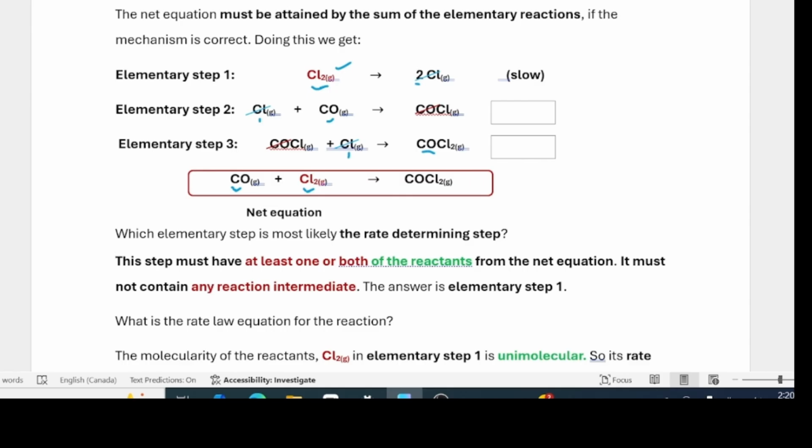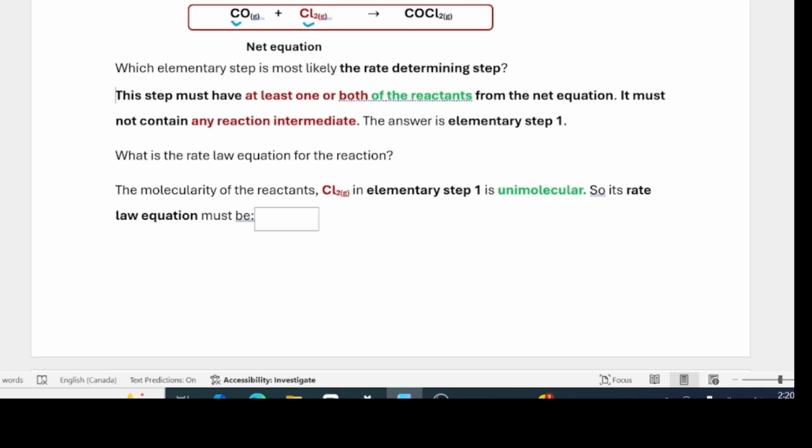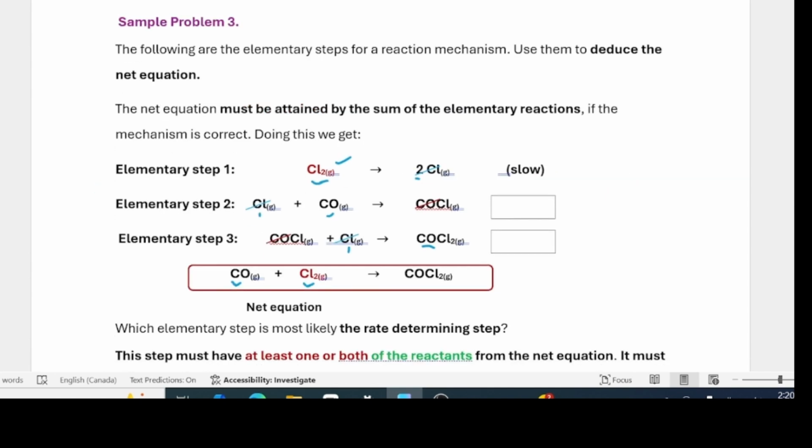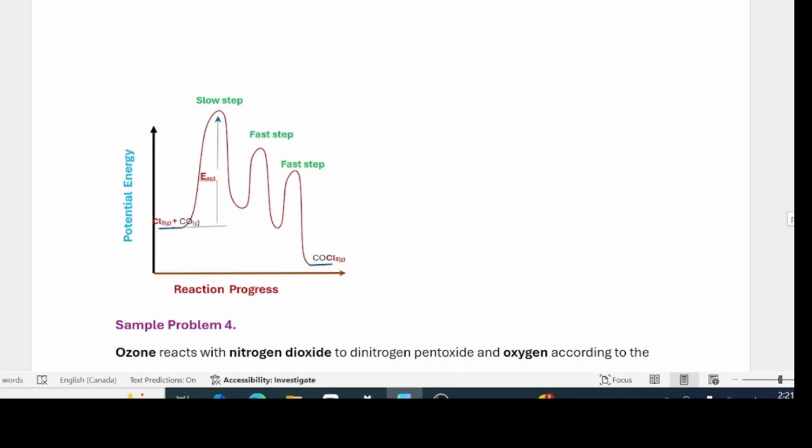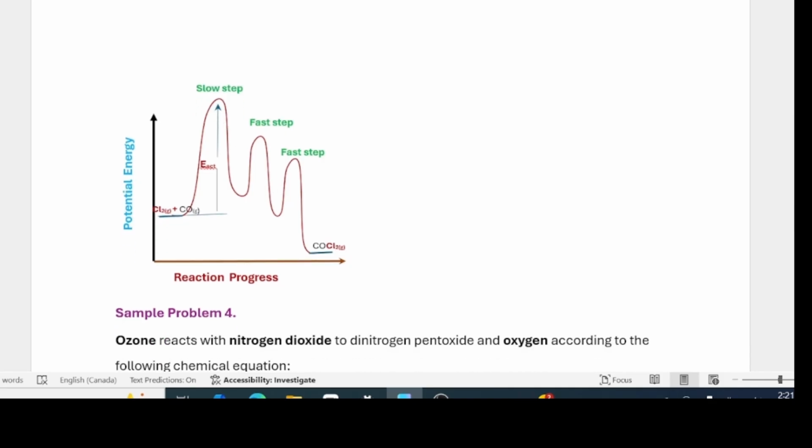What is the rate law equation for the reaction? We did not get any information about the experimentally determined rate law, but we know the rate determining step here. So what do you think should be the rate law equation? The molecularity of that elementary step is unimolecular, so its rate law must be that. As long as one is slow, all the rest must be fast. And that's our sketch of the energy profile diagram for that reaction. The first one is slow, these two have small activation energies, and that's what it is.